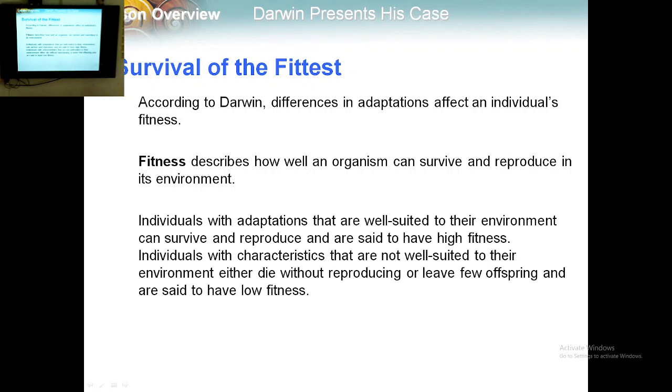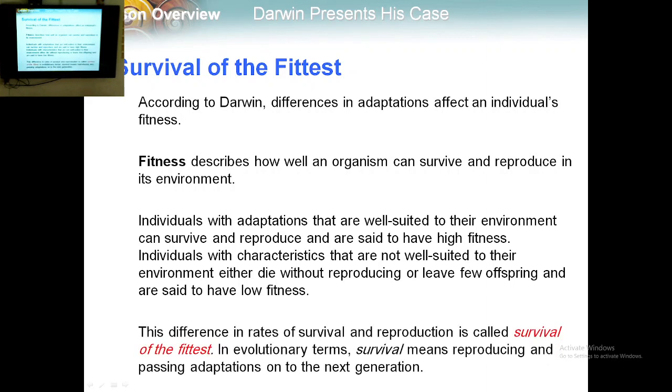So individuals with adaptations that are well suited to their environment can survive and reproduce and are said to have high fitness, compared to others that are not well suited to their environment, which we call organisms with low fitness. This difference in rate of survival and reproduction is called survival of the fittest. So survival of the fittest in evolutionary terms means surviving, reproducing and passing adaptations on to the next generation.